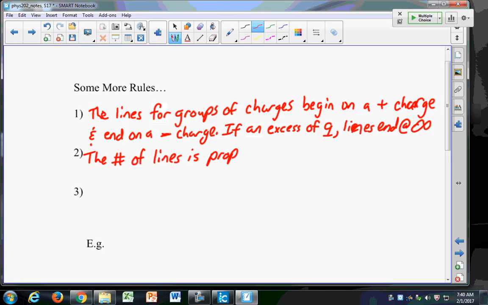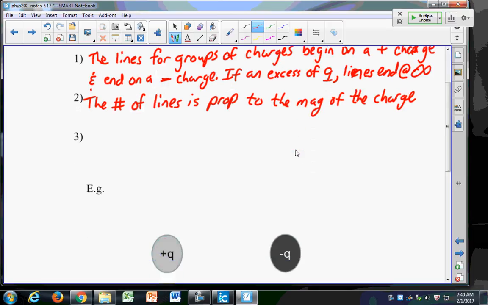Probably on the test, I'm going to give you a group of charges and tell you to draw the electric field lines. It's not going to be a complicated group of charges, but I'll give you a group of charges. You have to draw the electric field lines correctly. So the number of lines is proportional to the magnitude of the charge. Again, I'll draw a picture. And then the third part, field lines never cross.